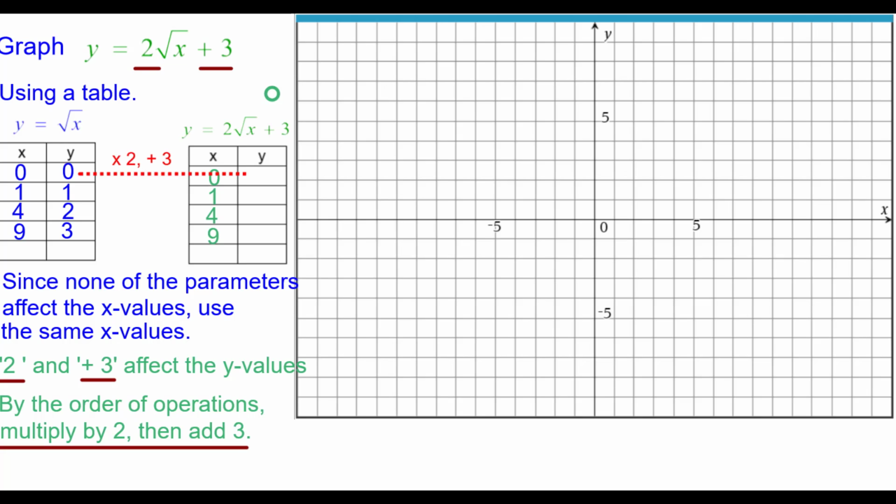So 0 times 2 is 0, plus 3 is 3, showing right here. Plot 0, 3. 1 times 2 is 2, plus 3 is 5, 1, 5. We ask you to pause and do these 2 points, plot them, and draw the curve. Press pause to do that, resume when you're ready.